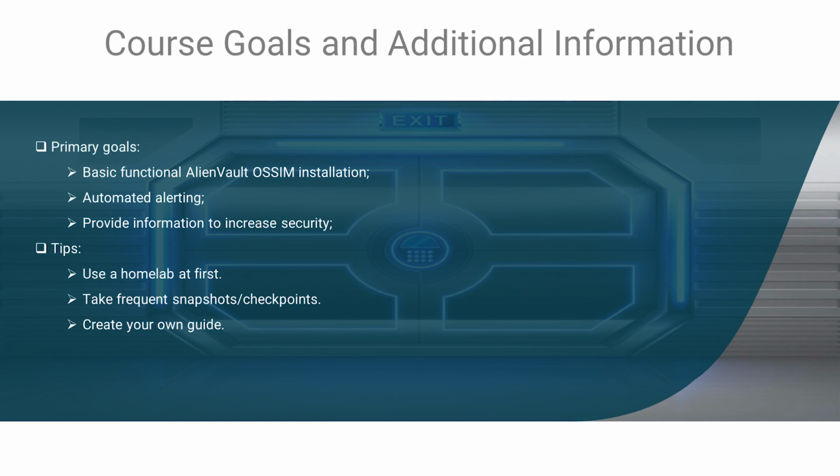Although my goal is to show how to make a small business production-ready OSSIM setup, I do recommend you run this in a home lab first to get a good feel for the suite. Also, it can be difficult to roll back changes when a mistake is made, so I recommend taking frequent snapshots or checkpoints from your hypervisor. This is pretty easy with Hyper-V, and it doesn't take up too much space. I will point out when there are some good times to do so.